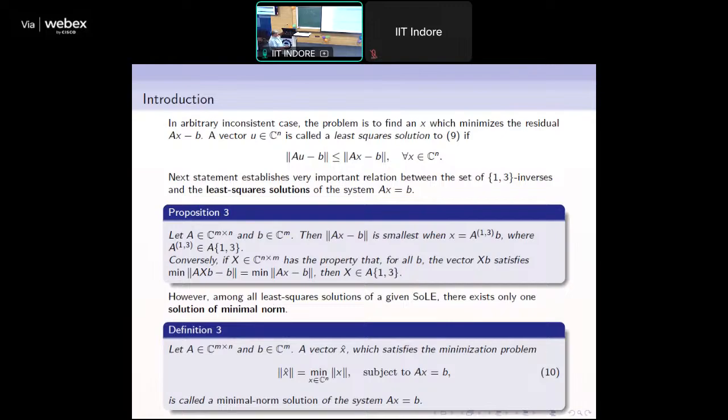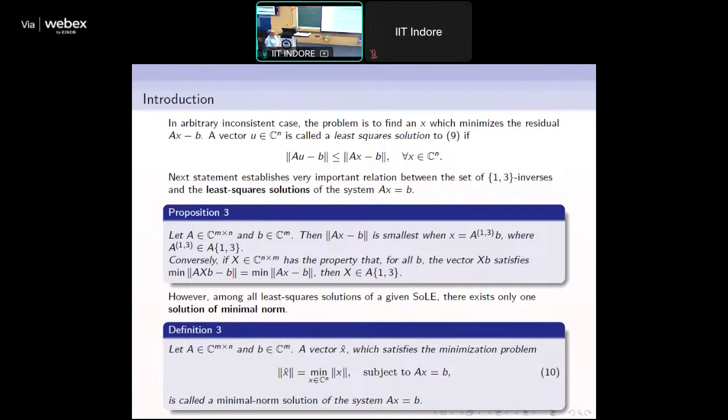An important property is given in proposition 3, and this property says that {1,3} inverses, satisfying equation 1 and equation 3, are related with least squares solutions. So the solution XB is a least squares solution if and only if X is a {1,3} inverse.